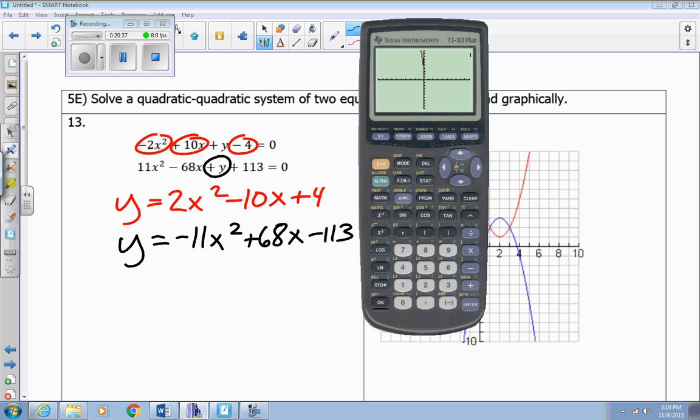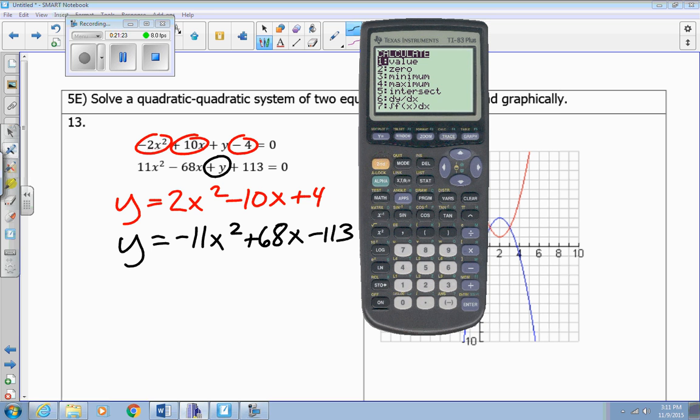We're going to do second trace, intersect number 5, first curve enter, second curve enter, guess. Move the tracer closer to the intersection. It's tough to see, but you can see the tracer is close to the intersection. Enter. So this is 3, and sometimes the calculator comes up with crazy decimals, but that's really, really close to 3, and really close to -8. So 3, -8.